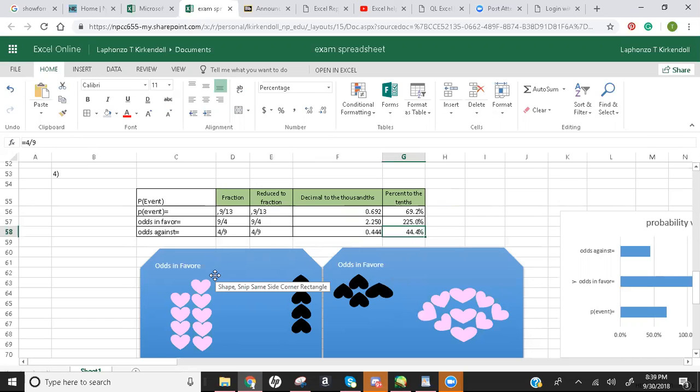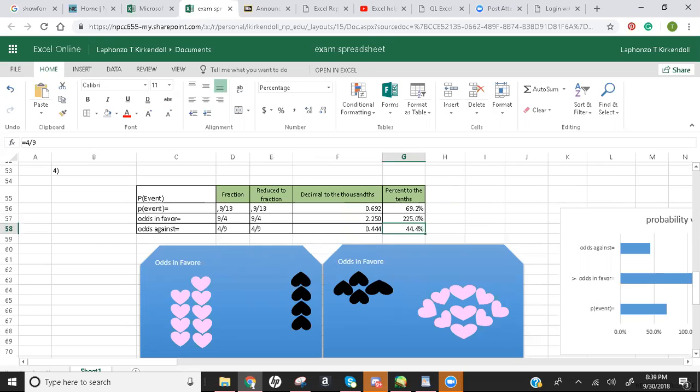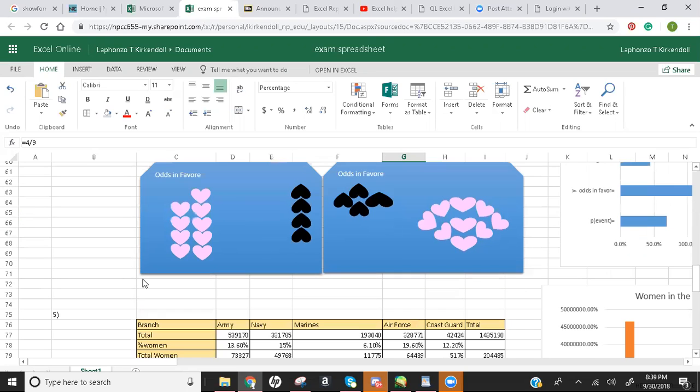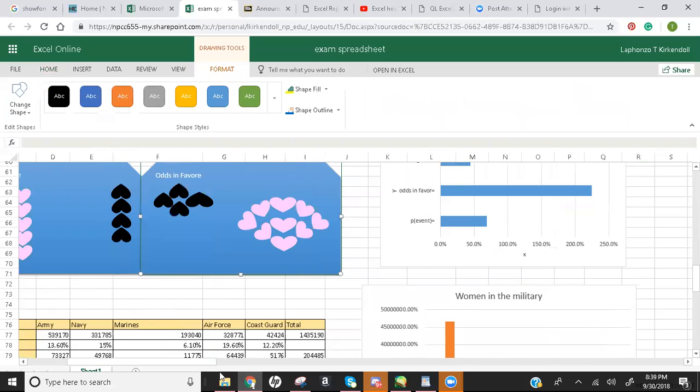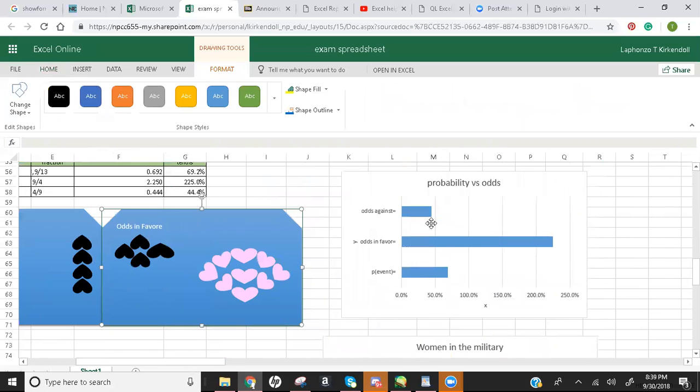If you showed it in a diagram, I used hearts for no actual reason other than I wanted to use hearts. For the odds in favor, they would be on the left because it's your outcomes that you want. There's 9. The unfavored outcomes with 4. And then the unfavored outcomes for odds against would be first, and then the other one. In the chart, it clearly demonstrates that the odds in favor were much superior to the odds against.